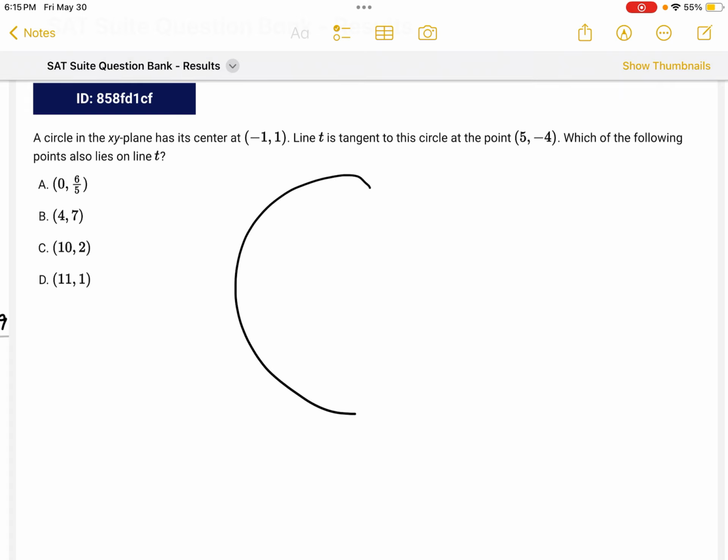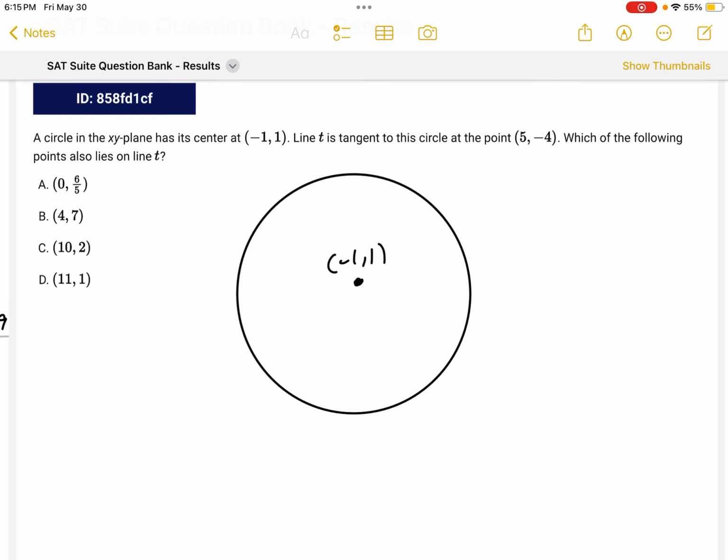All right, let's draw our circle. Right here, we have our center point, (-1, 1). And let's say this is the point of tangency, (5, -4). I'm going to draw our tangent line. It's tangent, right? That's our line, guys. This is line T, and we want to know which of the following points lies on line T.